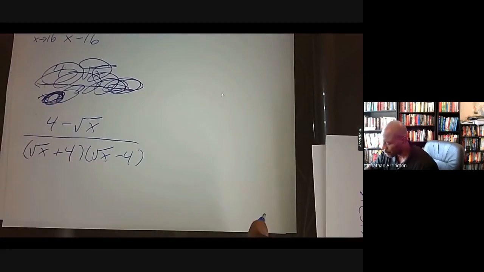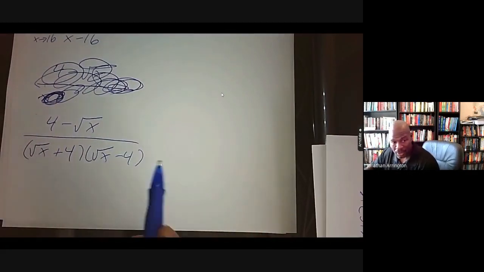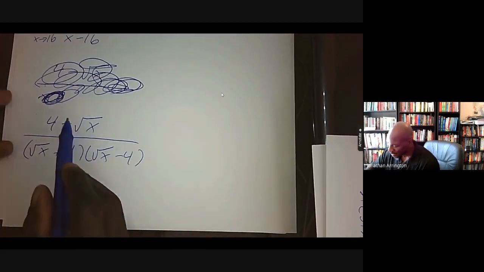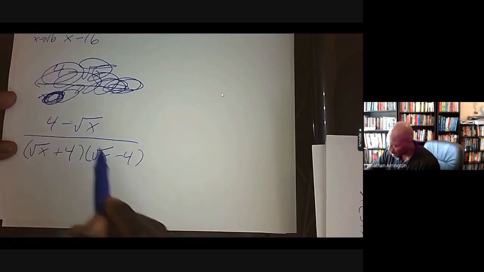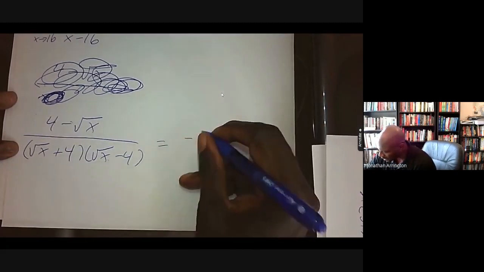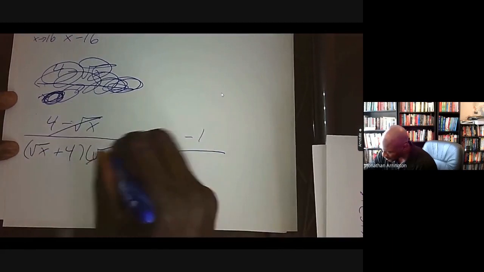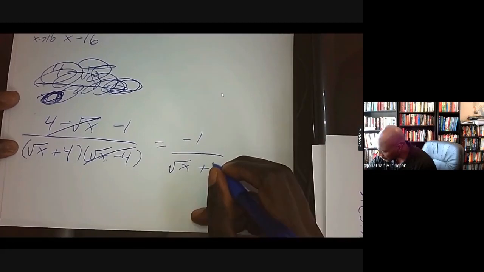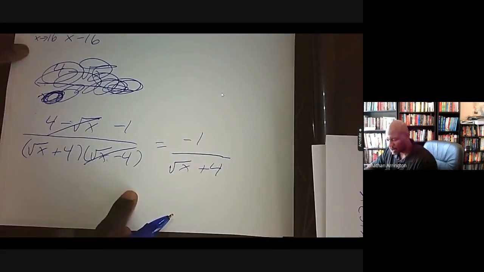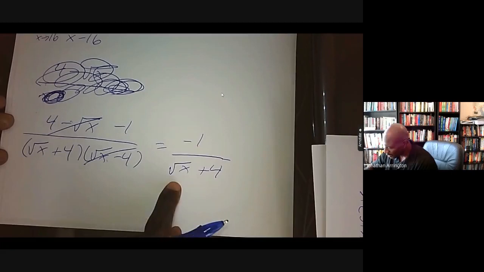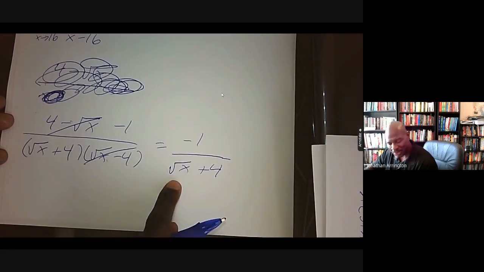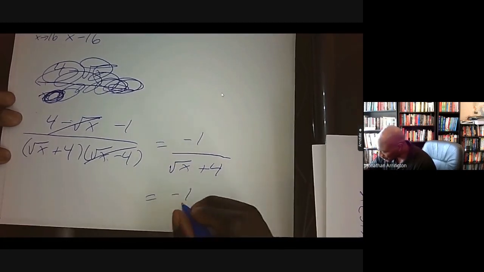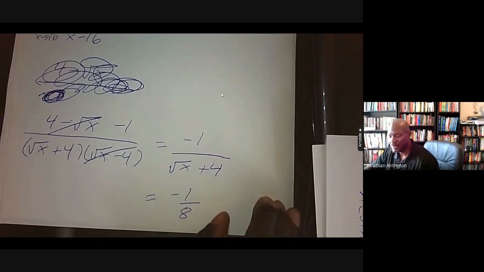Now notice we have the same deal I addressed in the previous problem. These are the same guys, in different order and with different signs. So if I cancel these out, I'm going to get -1. So these two canceled and gave me -1. So that's going to be -1 over the square root of x plus 4. Now I can plug in 16 for x. The square root of 16 is 4, and 4 plus 4 is 8. So this is -1 over 8. All right.